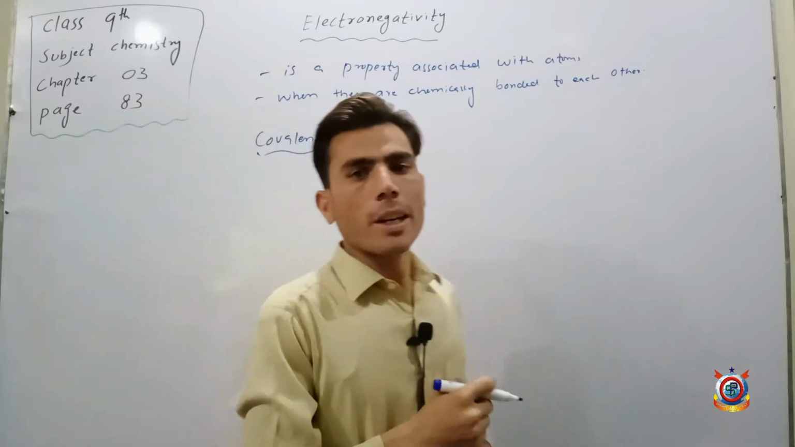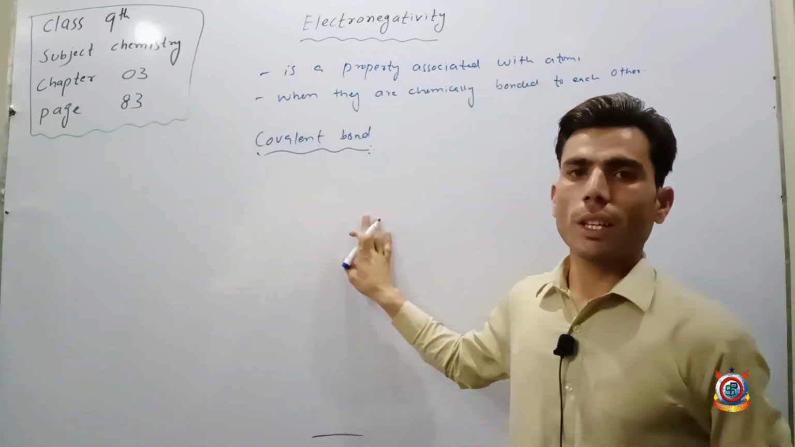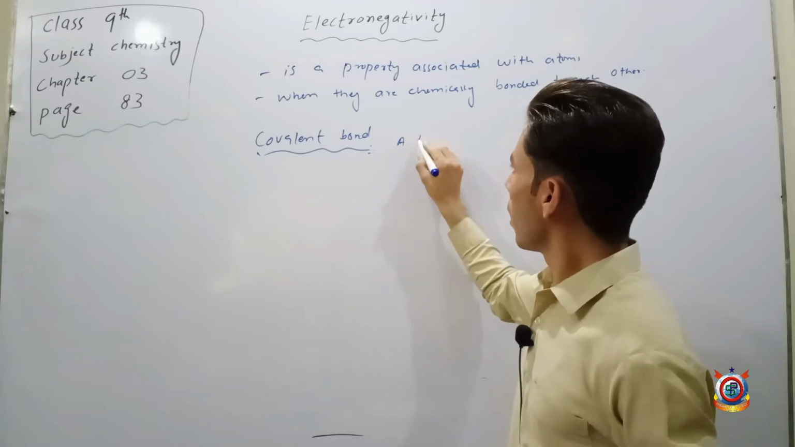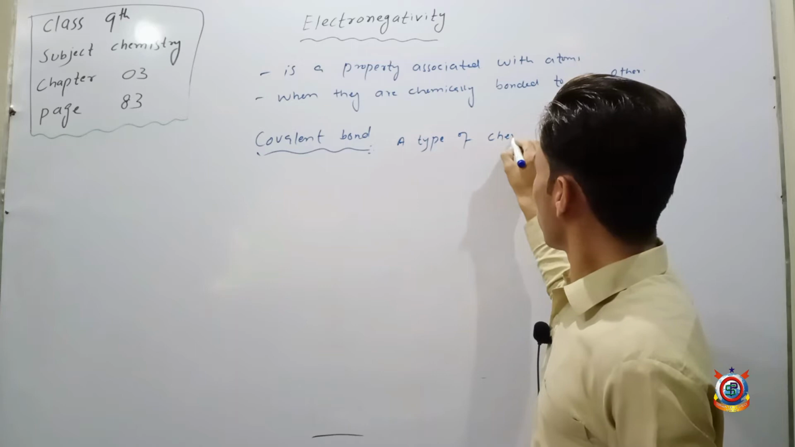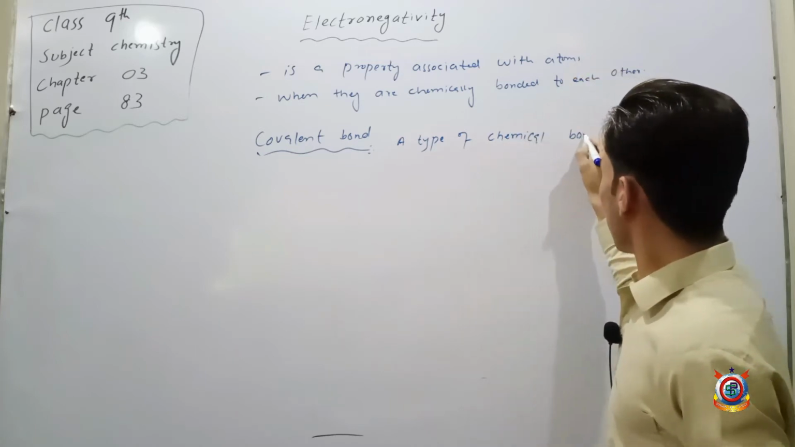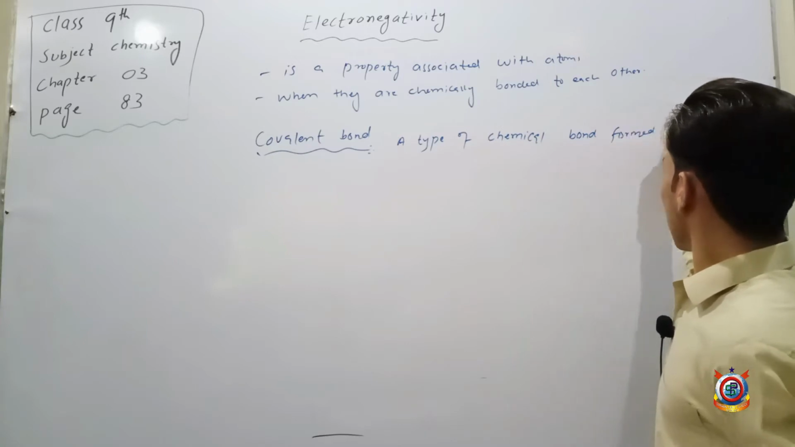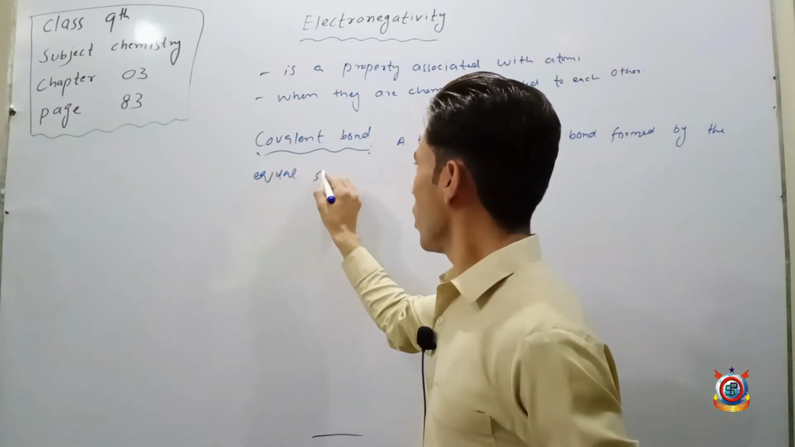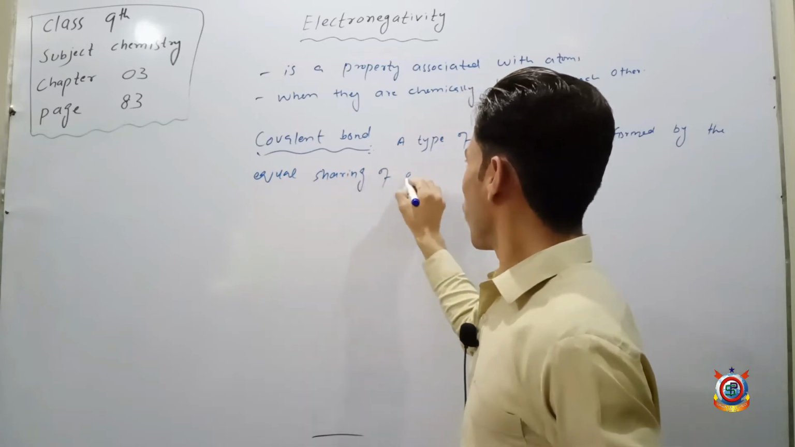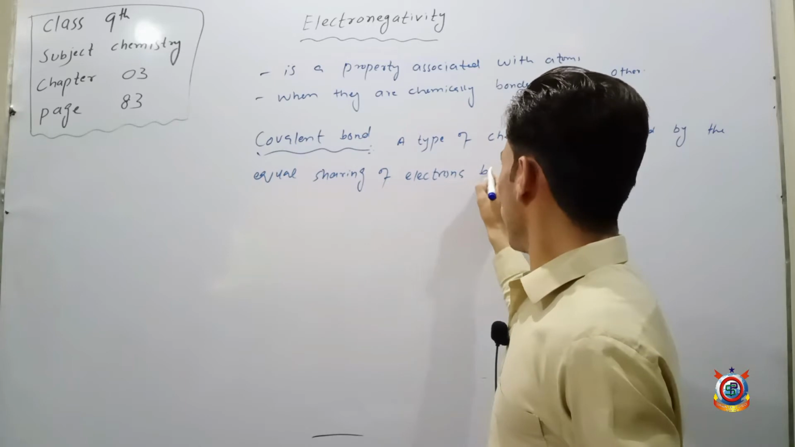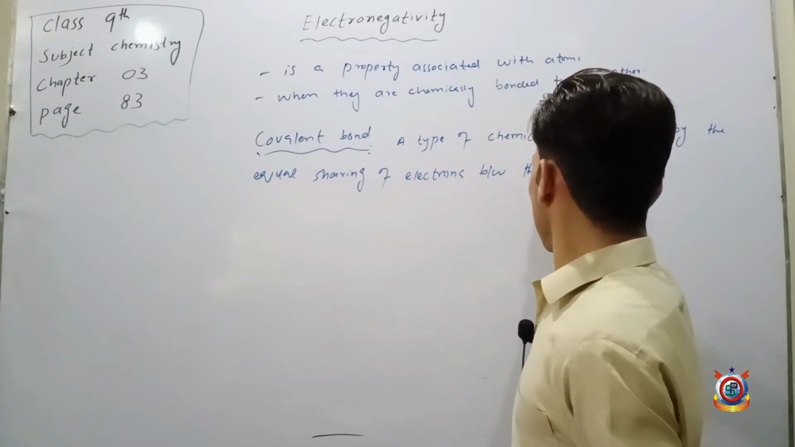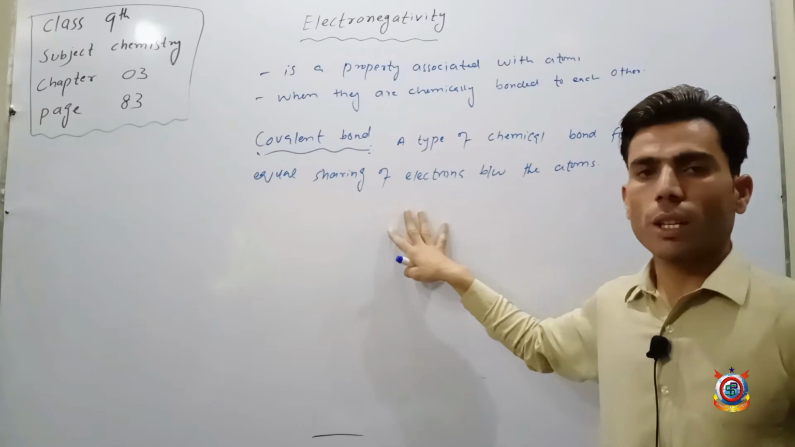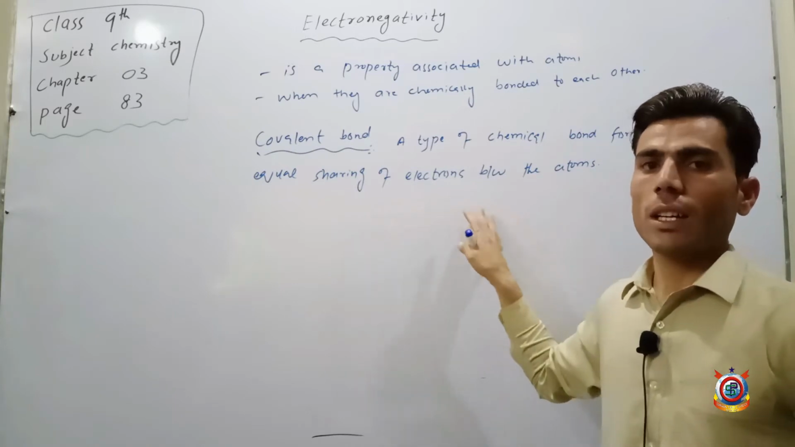Covalent bond is a type of chemical bond which is formed by the equal sharing, or mutual sharing, of electrons between the atoms. A type of chemical bond formed by the equal sharing of electrons between the atoms is called what? Is called a covalent bond.